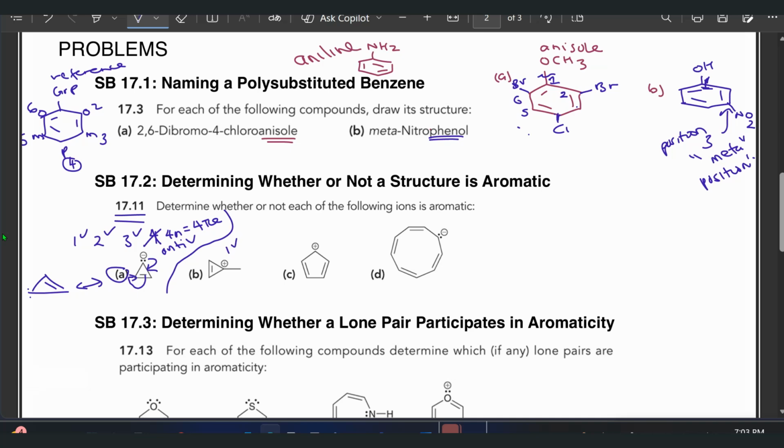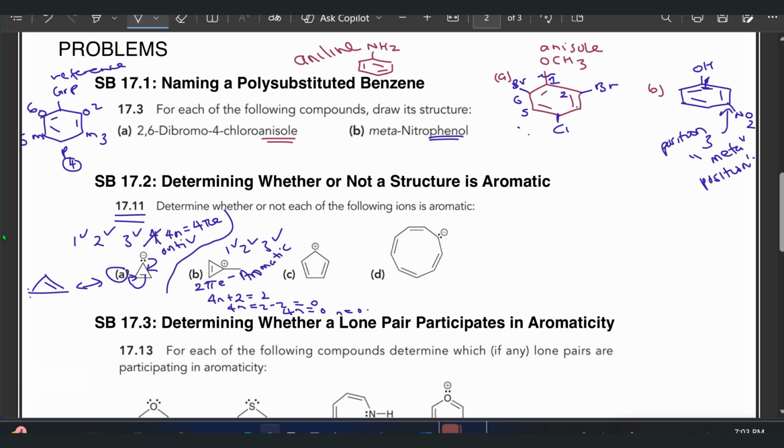Okay. But it's going to be the opposite for this. This has 2 pi electrons. For the cation. Okay. Yeah, 4n plus 2 is 2. 4n equals 2 minus 2 equals 0. 4n equals 0, n equals 0. Which qualifies, it's not a fraction.